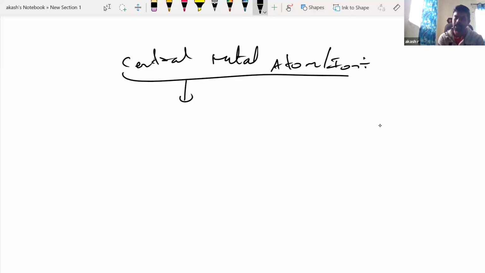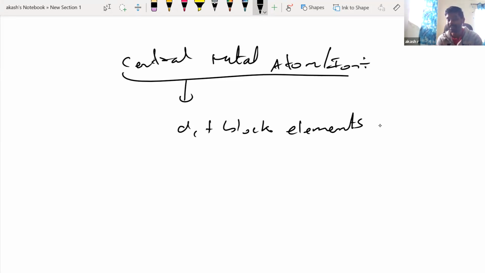Generally they will be d and f block elements only, but not in all cases. Sometimes you can even have s block elements forming a central metal atom that forms coordination complexes, but mostly they will be d and f block elements. Why is it like this?